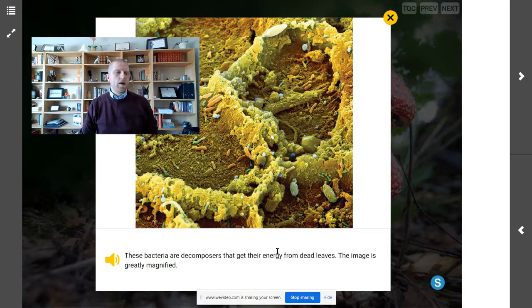All right. Now let's look at this image here. These bacteria are decomposers that get their energy from dead leaves. The image is greatly magnified. So, when we look at bacteria, bacteria are tiny single-celled organisms. Many bacteria are decomposers, but some other kinds of bacteria can cause diseases. So we're going to see bacteria that is breaking down all of this living matter in order to create nutrients in the soil for the producers to use so that they can grow.